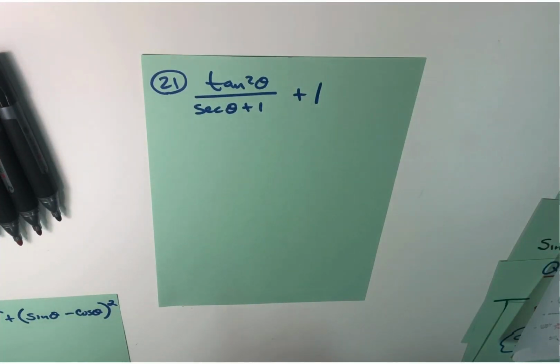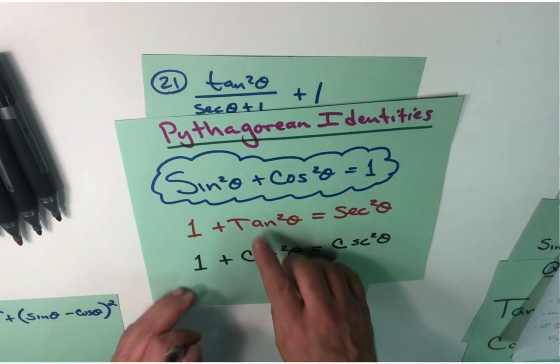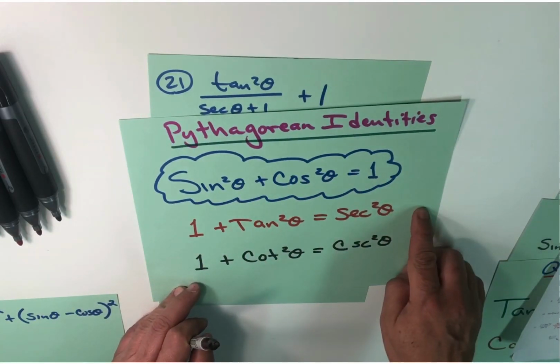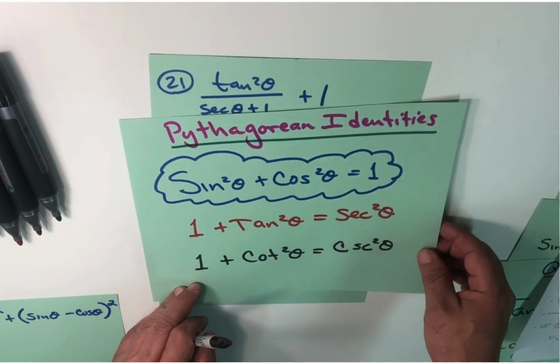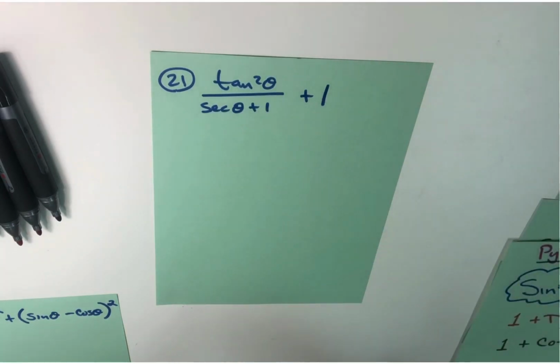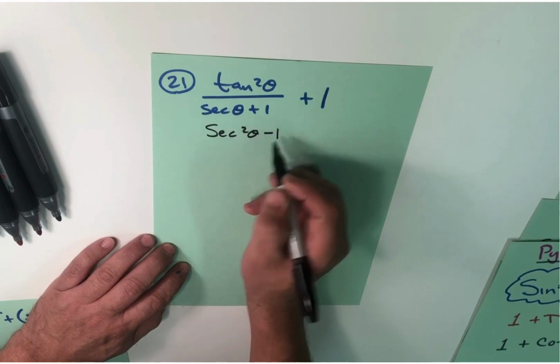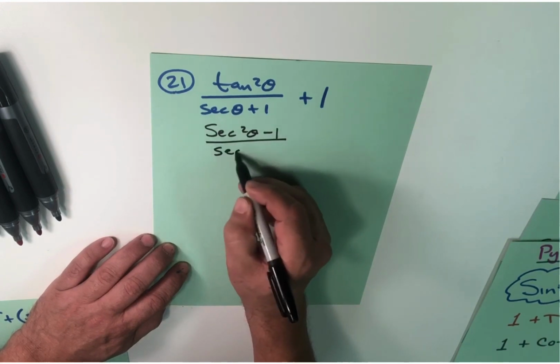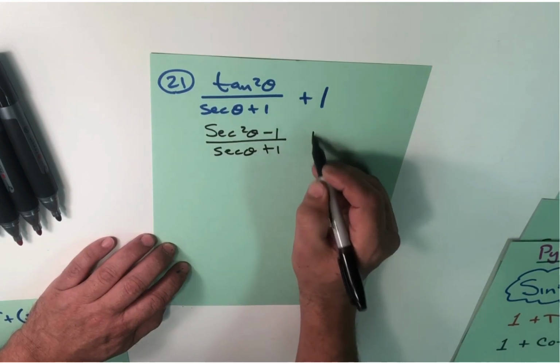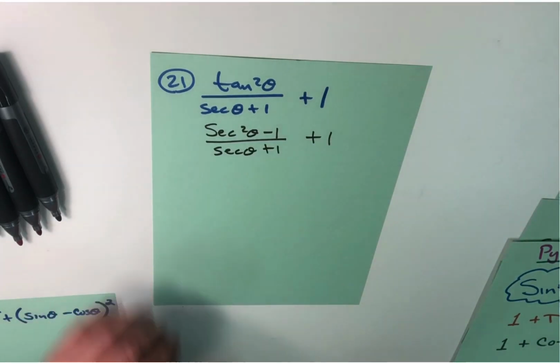In number 21, I'm going to change the tangent squared of theta based upon this identity here. I'm just going to move the 1 over to the right-hand side. So tangent squared of theta will equal secant squared of theta minus 1. Secant squared theta minus 1 all over the secant of theta plus 1. And then, of course, the plus 1 over here.